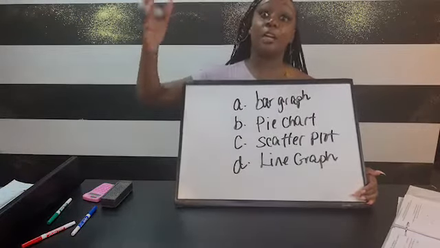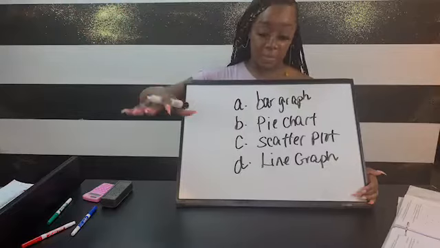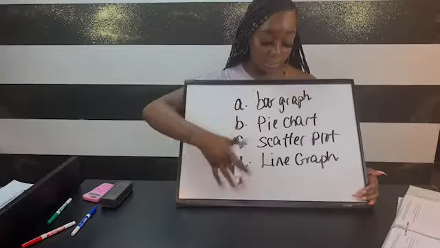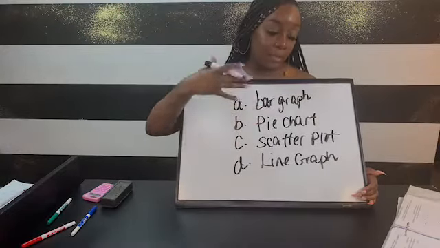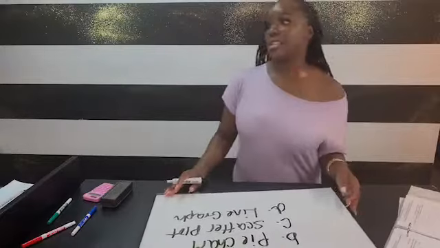Based on what I told you when I defined and described the different graphs, which one of these graphs would best illustrate the situation? Which type of graph would best illustrate the relationship between the number of hours spent studying and test scores? Would it be a bar graph, pie chart, scatter plot, or line graph? Let me come over there and be nosy and see what you guys are thinking.